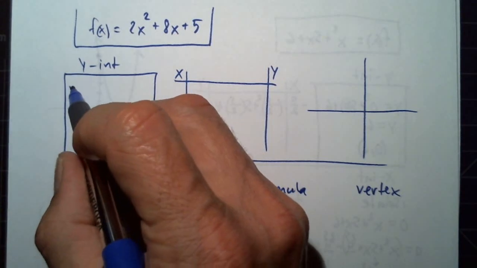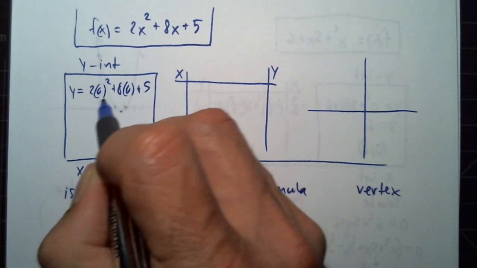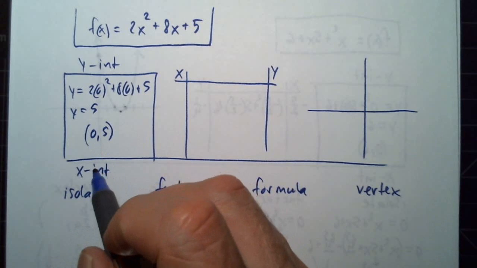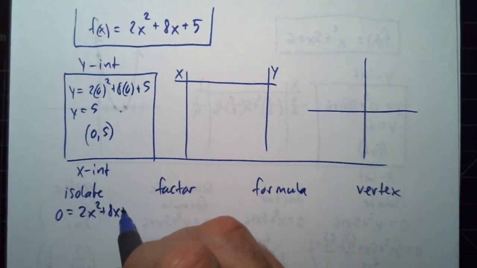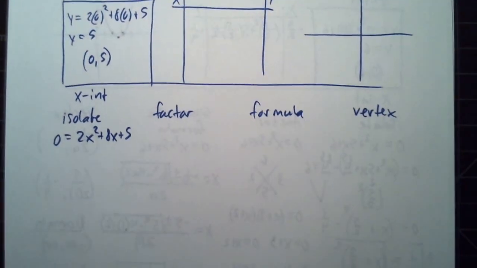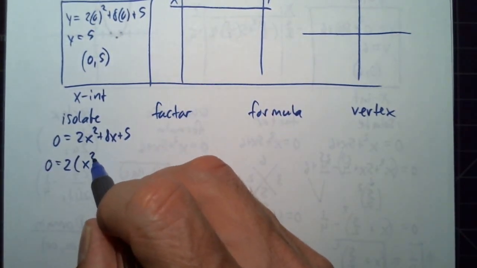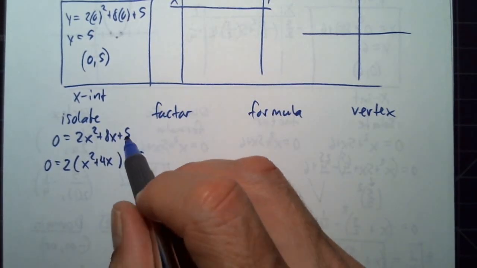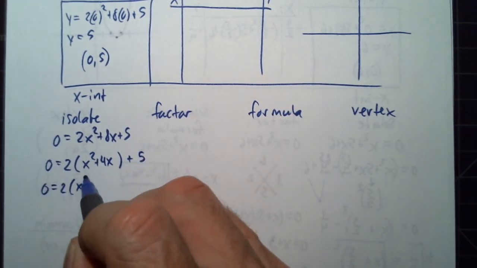All right, the y-intercept is still when the x is 0, so we get 5. The x-intercept, we make y 0, and if we're going to complete the square, we can't have a 2 as the leading coefficient, so we can factor that. But we don't worry about the 5. It just sits out there. And now let's rewrite it one more time.